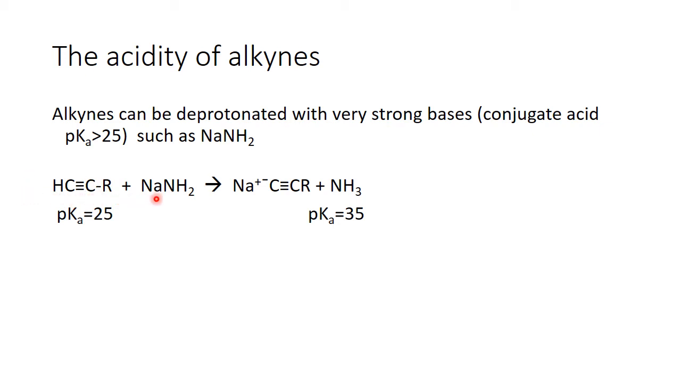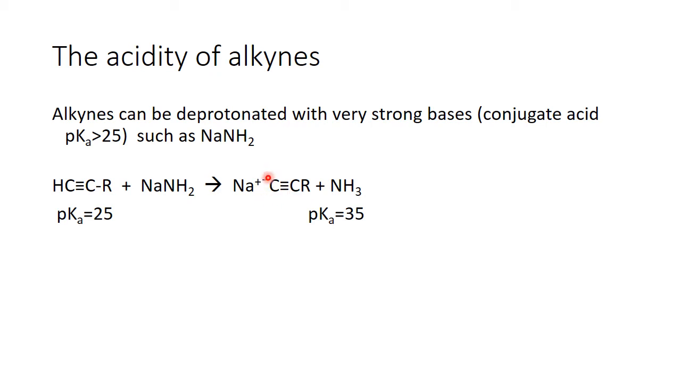An example is sodium amide. Ammonia, the conjugate acid of sodium amide, has a pKa of 35. So it is a weaker acid than the alkyne, so its base is strong enough to deprotonate that terminal alkyne. And what you get, you remove a proton, make ammonia, and look at this anion.